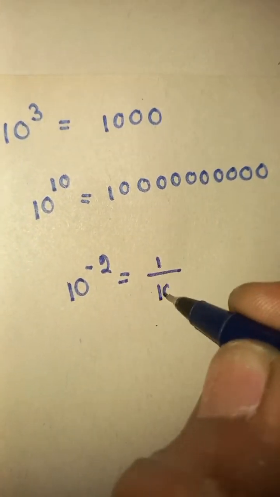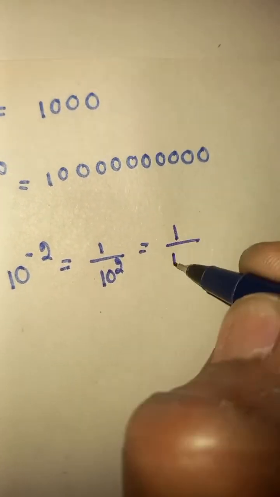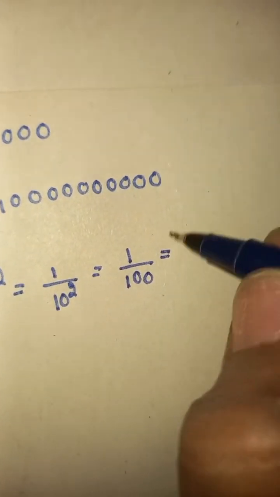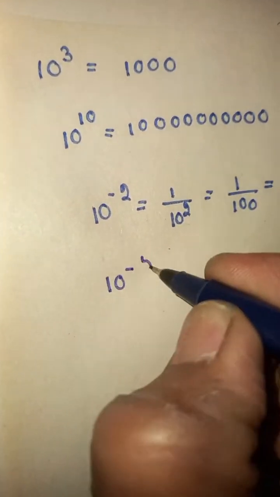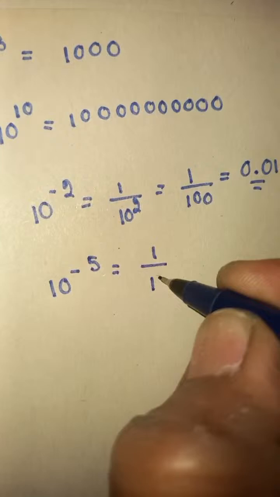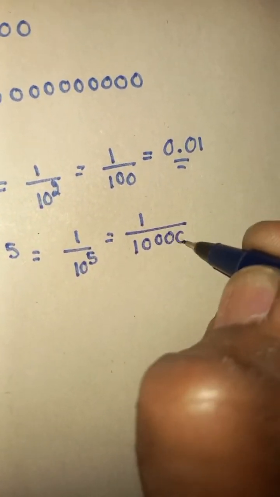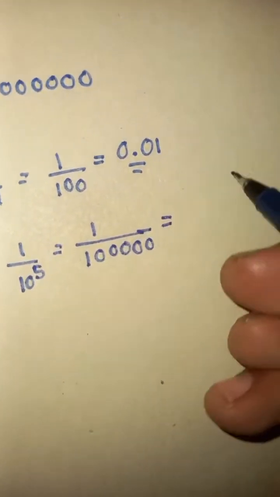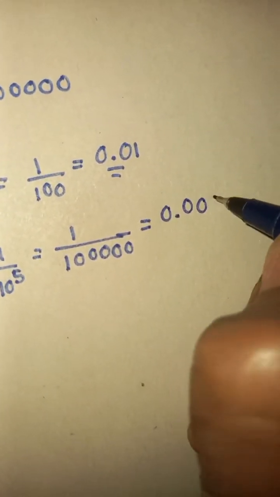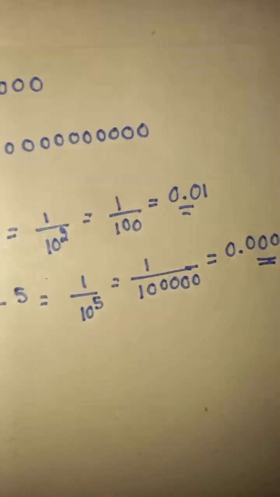That is, 1 by 10 square means it is 1 by 100, or you can write it as 0.01. In the same way, 10 power of minus 5 can be written as 1 by 10 power of 5, or 1 by 1 followed by 5 zeros. If you convert it into decimal, it becomes 0.00001, an extremely small number.